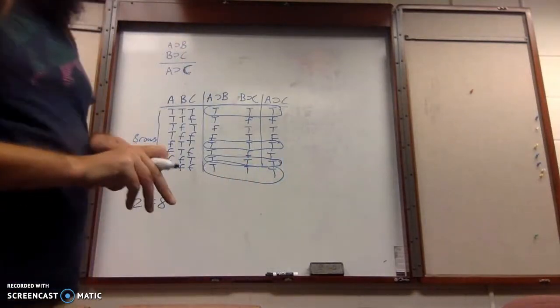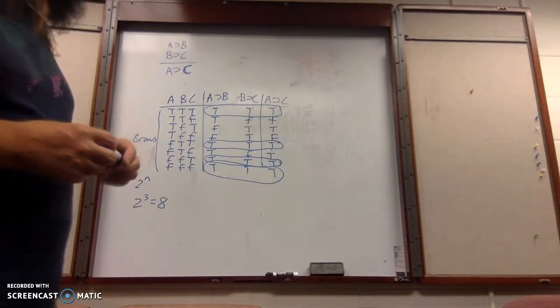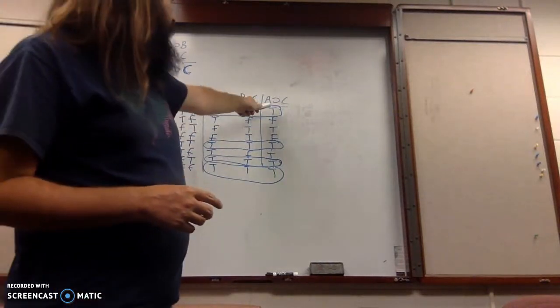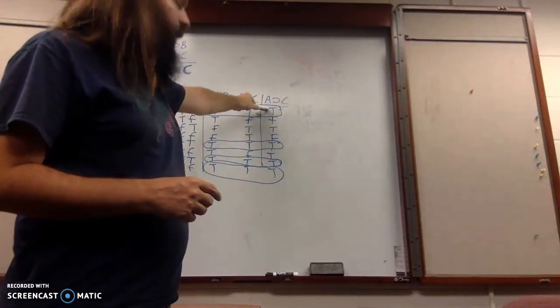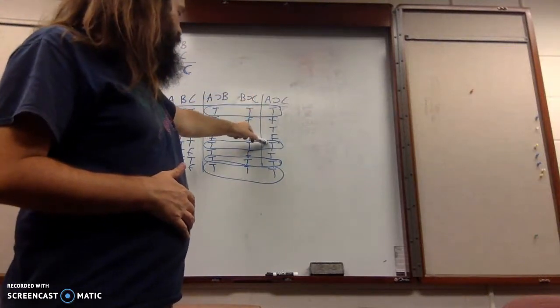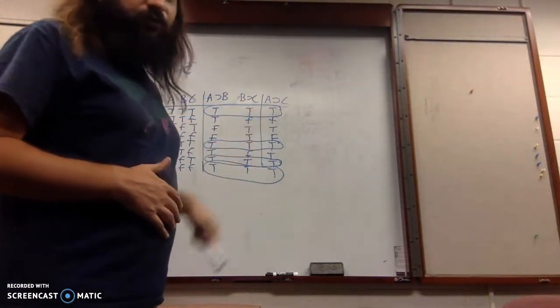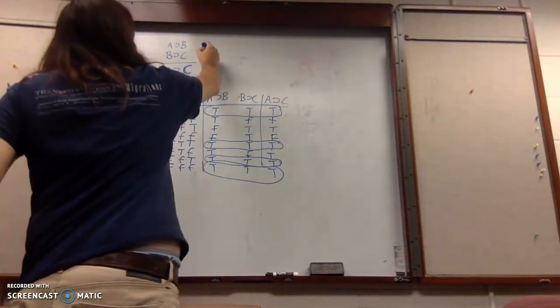Now remember, what we're going to look for is a row where the premises are true and the conclusion is false. So is the conclusion false for any of these four rows? Here we have a true conclusion. Here we have a true conclusion. And in these two we have a true conclusion as well. So we say that this argument is valid.